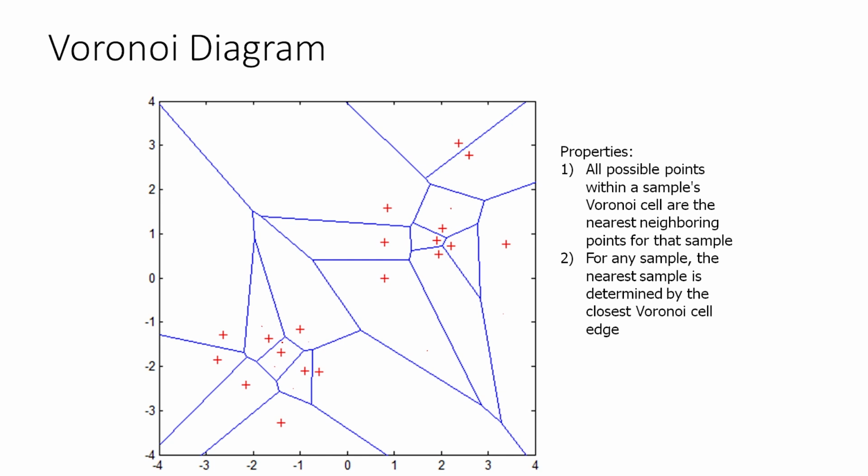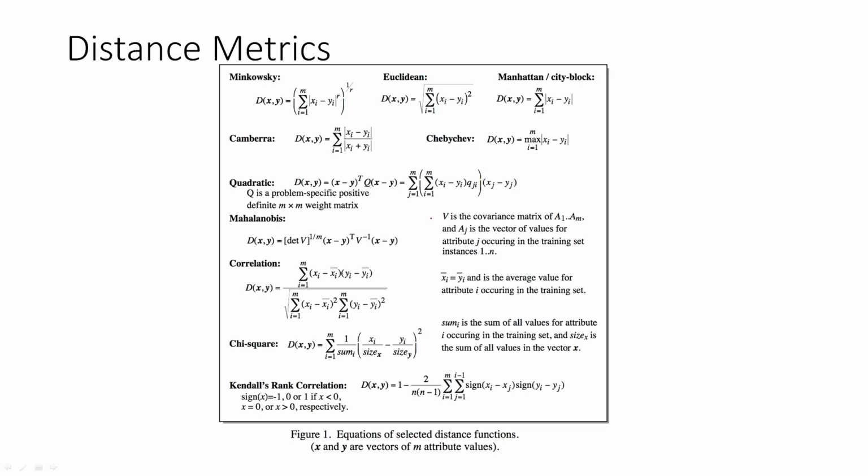For any sample, the nearest sample is determined by the closest Voronoi cell edge. Okay, that is what the rule says. Closest Voronoi cell edge. This is the closest Voronoi cell edge for this, this is for this one, this is for this one. That is what is determined. So now there can be different distance metrics possible also.